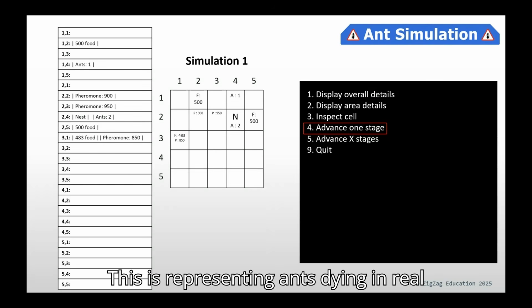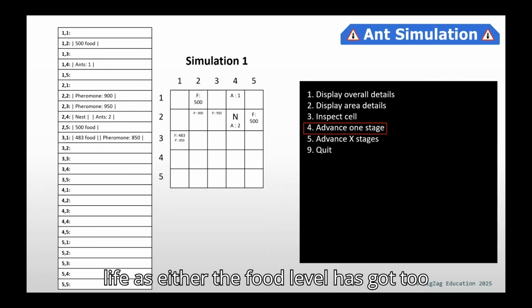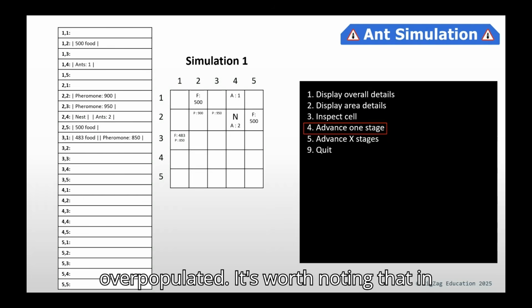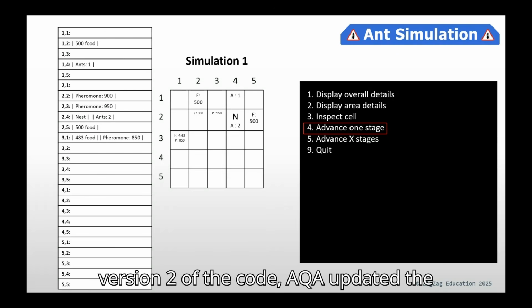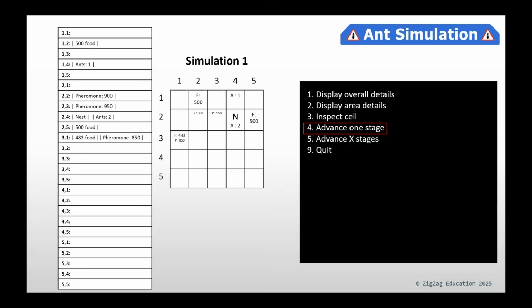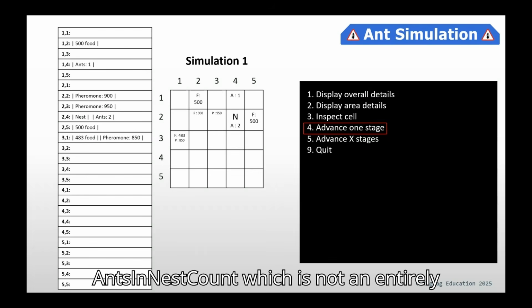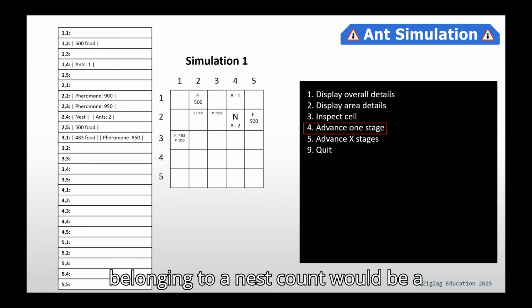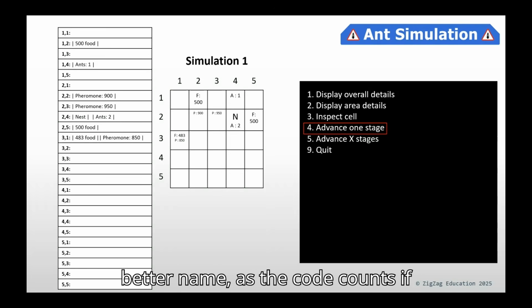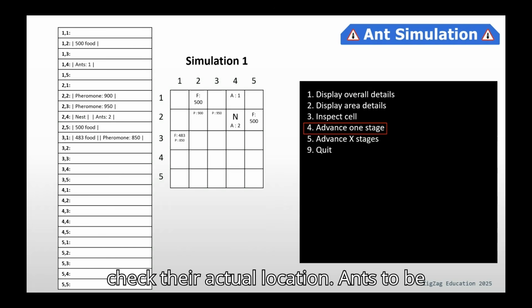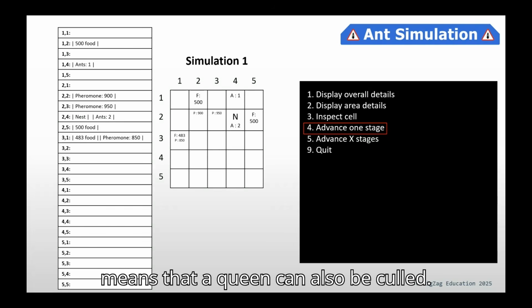This is representing ants dying in real life as either the food level has got too low or the nest has become overpopulated. It's worth noting that in version 2 of the code, AQA updated the variable used in this process to ants in nest count, which is not an entirely accurate description. Worker ants belonging to a nest count would be a better name, as the code counts if workers belong to a nest, but does not check their actual location. Ants to be culled are selected at random, which means that a queen can also be culled.